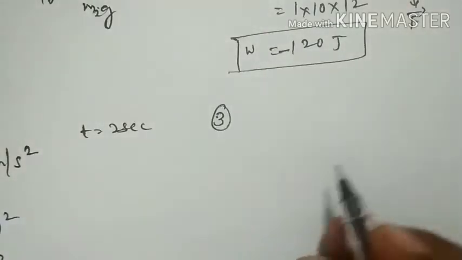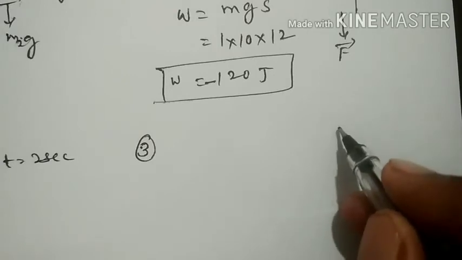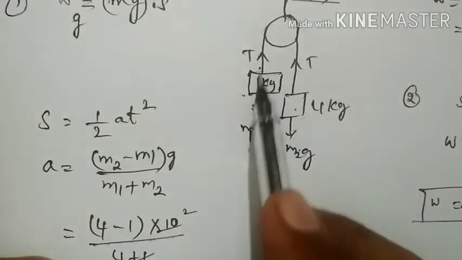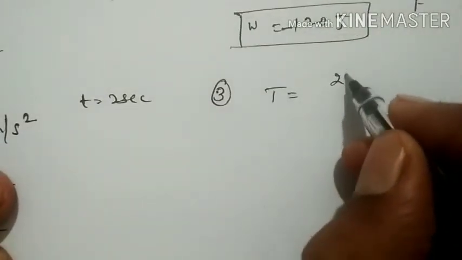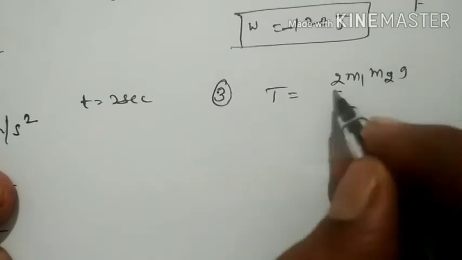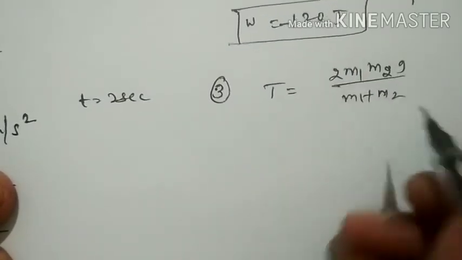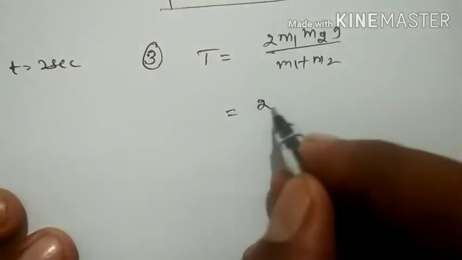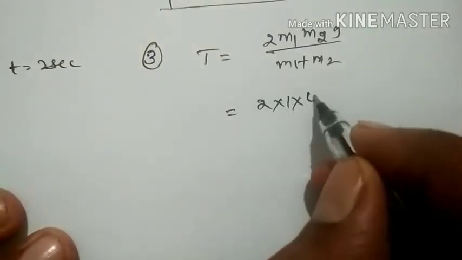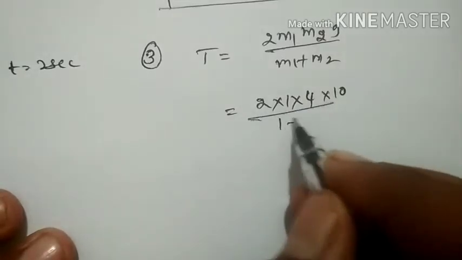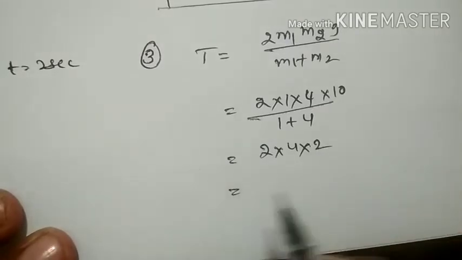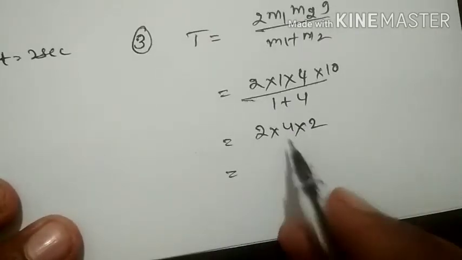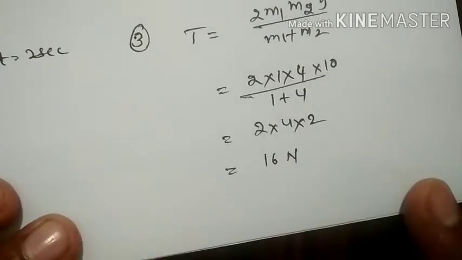So the third problem is the work done by the tension in the string. If you observe the free body diagram, the tension in the string is acting upwards. If you want to calculate the tension in the Atwood's machine, the formula is 2 m1 m2 g by m1 plus m2. So 2 into 1 into 4 into 10 by 1 plus 4. So 2 into 4 into 2, 4 2s are 8, 8 2s are 16. So the tension in the string is 16 newtons.